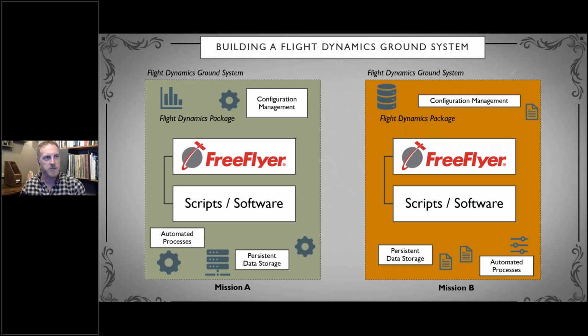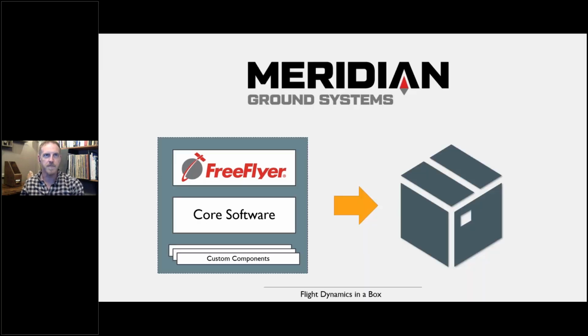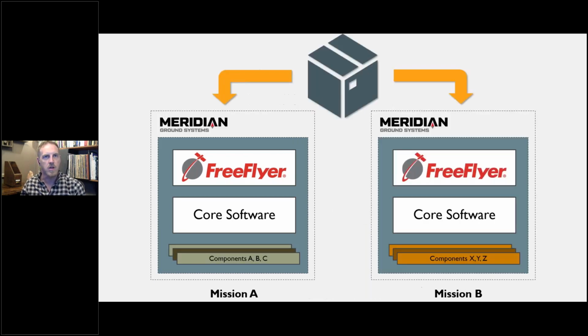And so, of course, the solution that we came up with was Meridian. So you may have heard this term before. This is what we call flight dynamics in a box. And this is taking a holistic look at building the flight dynamics ecosystem and then packaging it up into something that can be repeatable. And it turns out that this makes it pretty easy to deploy and maintain across different missions with different requirements. And just like a car, we build a common reproducible frame around our engine.